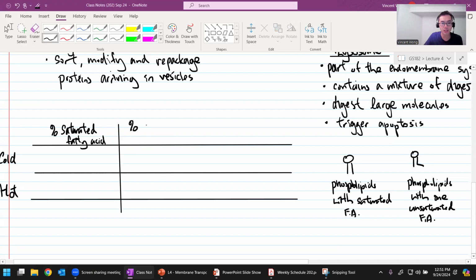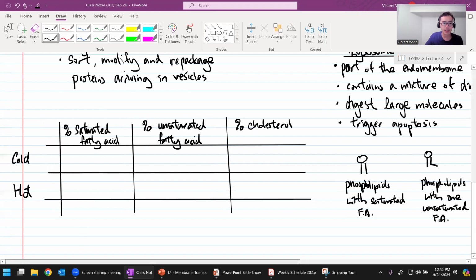And here we have percent of unsaturated fatty acid. And finally, we have percent of cholesterol in the cell membrane. That's what we're talking about.